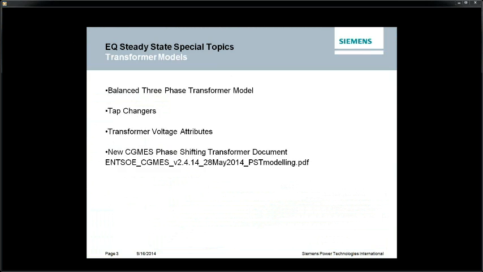Within transformer models, again, this particular part of the presentation will be just on the balanced three-phase transformer model. We're going to talk a little bit about the tap changers, some of the voltage attributes. There's several associated with the transformer model. And I'd like to point you to a document for those in the European market or can get their hands on it. There's a NSOE, which is the European Union variation of NERC, which has produced a document on their phase shifter transformer modeling. It's out there on their website for those of you that can get access to that.